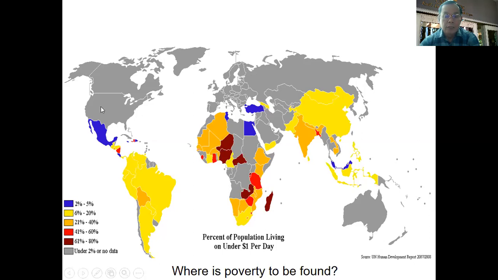There are, of course, other countries which don't have the data, so they are not included there. Countries of light color or yellow or darker yellow are countries with a lower percentage of people living in poverty. The one in blue, for example, includes Malaysia. So Malaysia has about 2 to 5% of its population living in poverty. Just to show you a few.